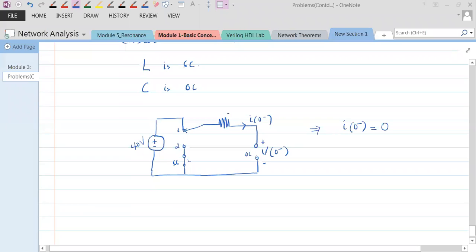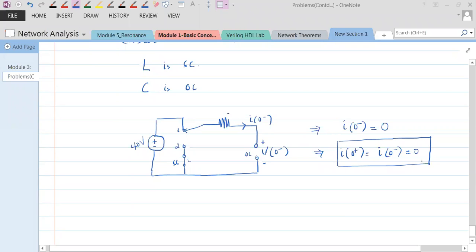At t equal to 0 plus, this particular switch will get to position 2. So that means now the inductor would come into picture. Understand? So I of 0 minus, at t equal to 0 minus, would be the current flowing through the inductor at t equal to 0 plus. So in that sense, we can say that I of 0 plus would be equal to I of 0 minus, and that would be 0. Everybody understand that? I'm again telling you, don't mistake that I of 0 minus is not the current that is flowing through the inductor.